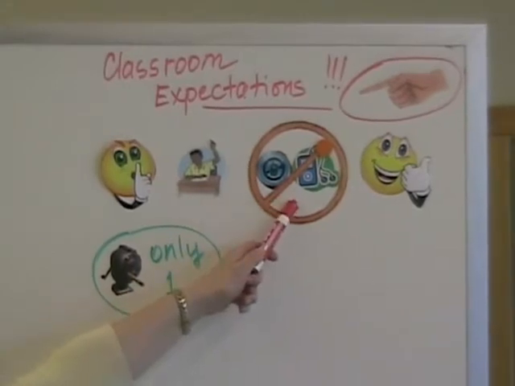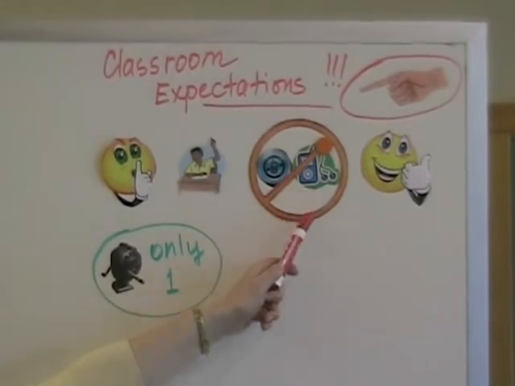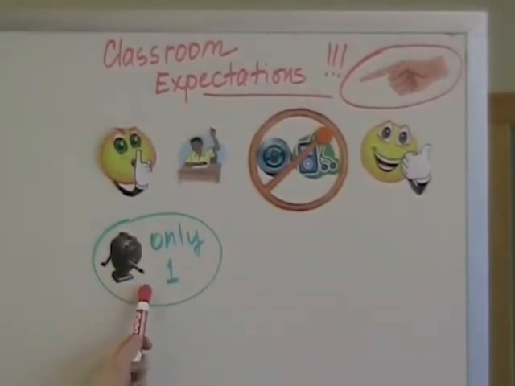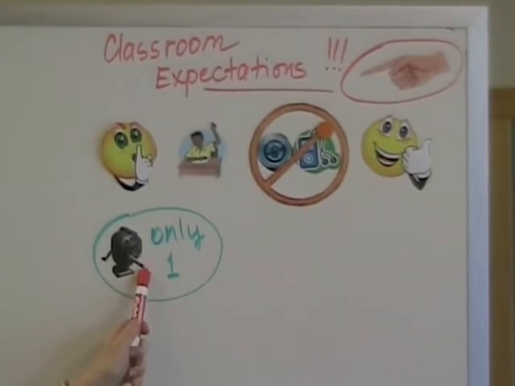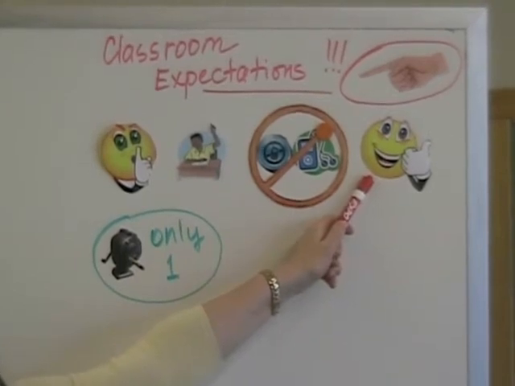The rules are not to use cell phones or MP3 players or any other electronic devices. I want them to sharpen their pencils before the class begins, and only to go to the pencil sharpener one person at a time. And I want them to stay positive throughout the class.